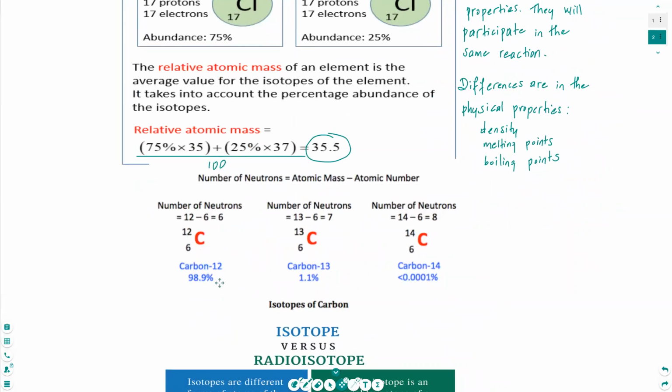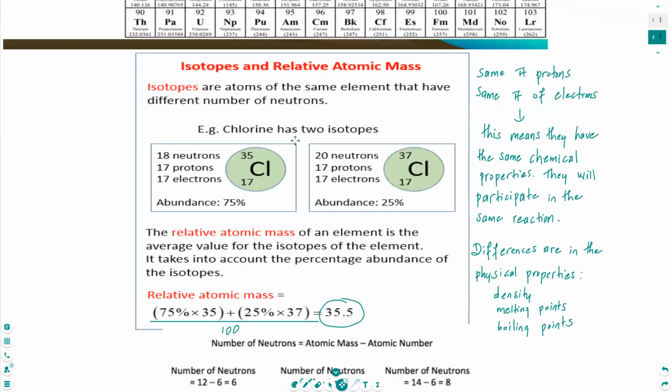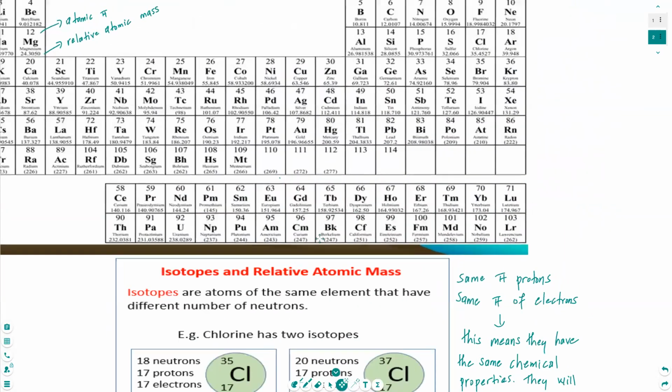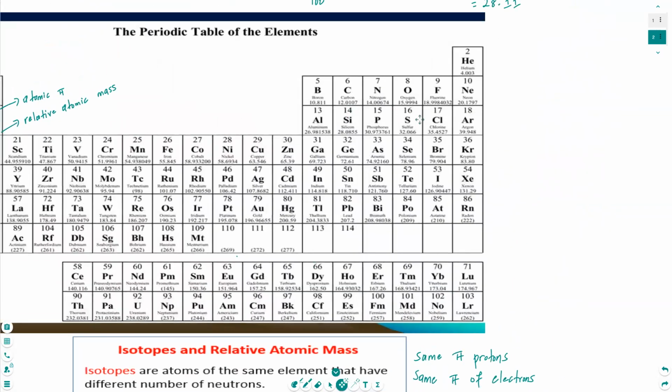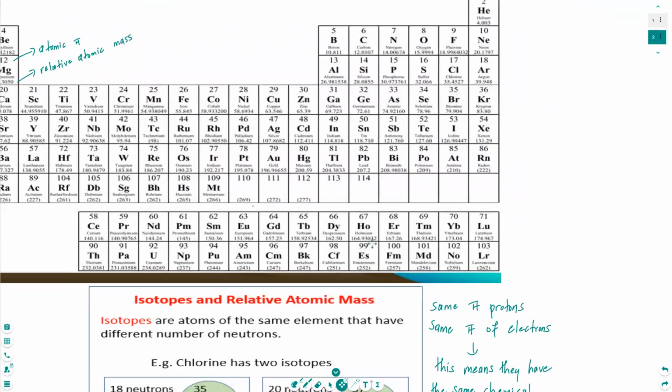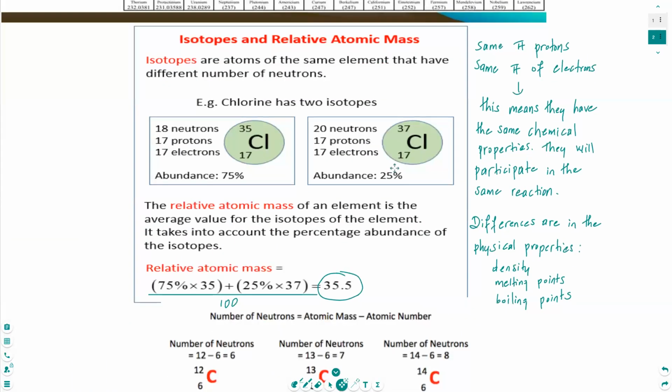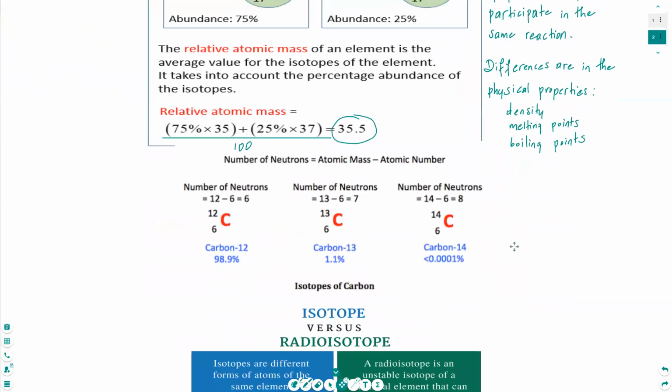So before you even do anything, we can see even for the carbon here, the carbon 12 isotope is by far the most abundant. So when you actually see the relative atomic mass of carbon, it's going to be very close to 12 because that's the most abundant isotope. And in fact, let's go back to our periodic table and see what is the relative atomic mass of carbon.